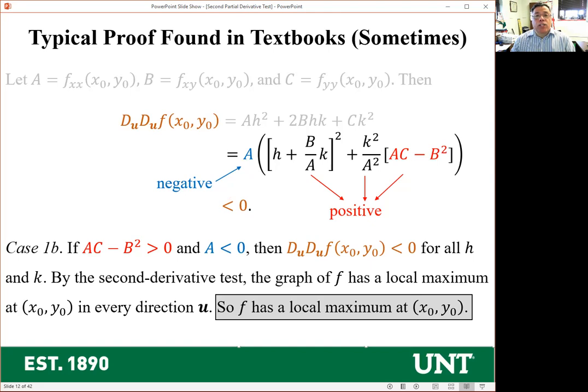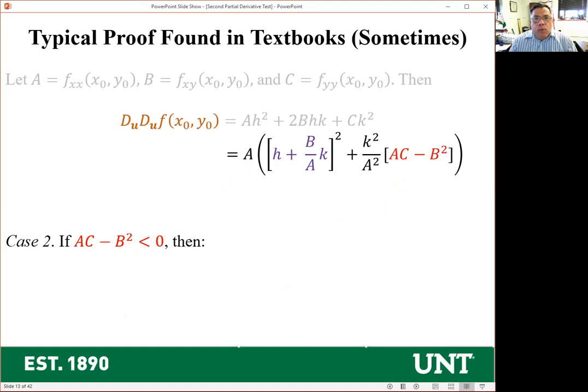Once again, by the second derivative test, that means that x naught, y naught must be a local maximum, and therefore f has a local maximum at x naught, y naught. The saddle point case requires a little bit more care.